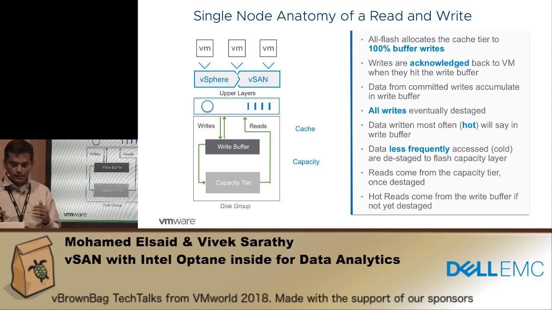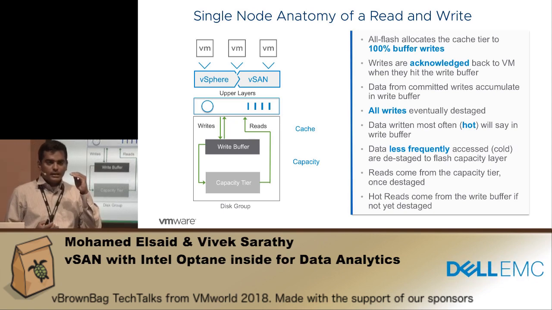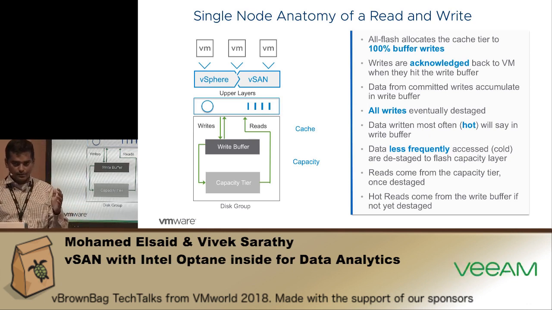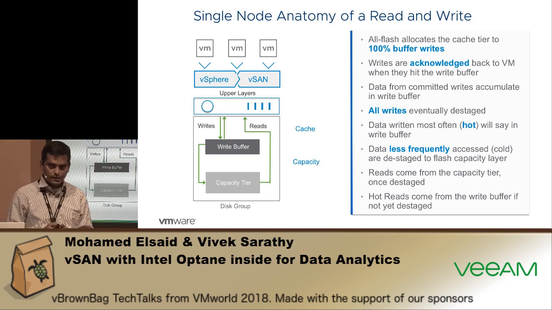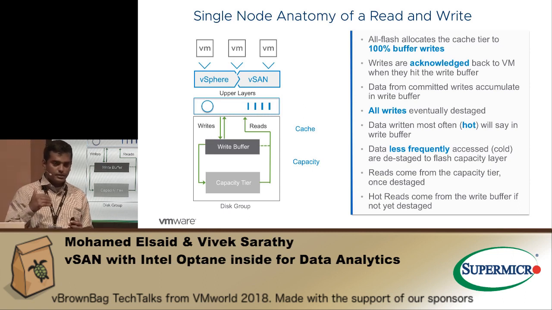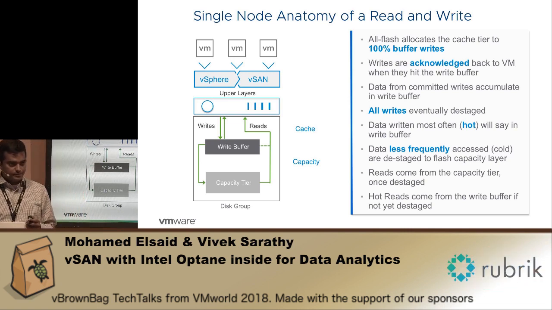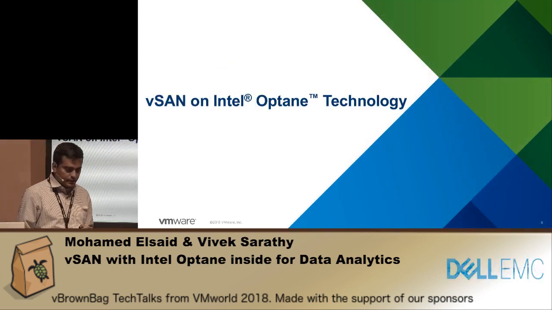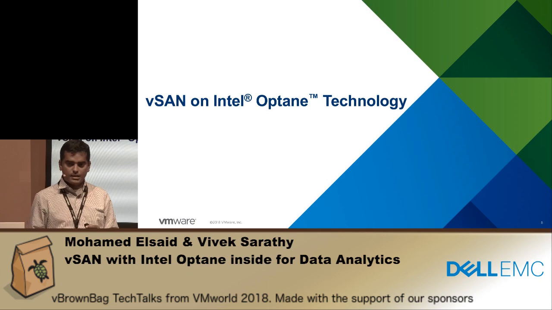Let me repeat this again. The caching tier acts as a 100% write buffer. All the writes go into it. After destage, your capacity tier acts as the read tier, right? So all the reads come out of the capacity tier. If there's a hot read scenario, what I mean is, as soon as you write, there's a read operation that comes out, that gets serviced by the caching tier. So take this scenario and look at how Optane SSDs help, right?